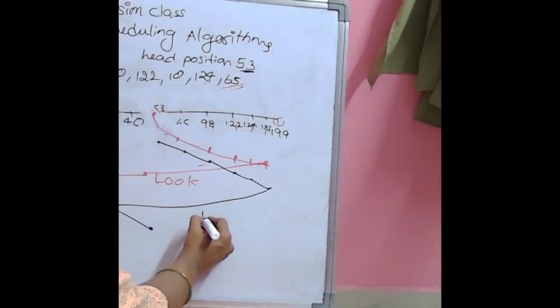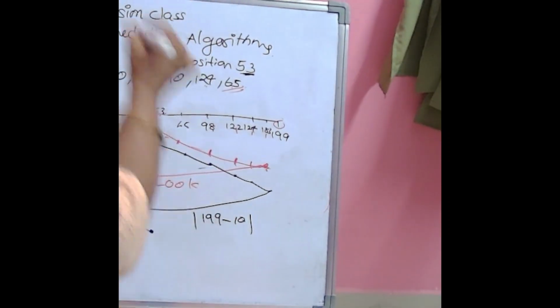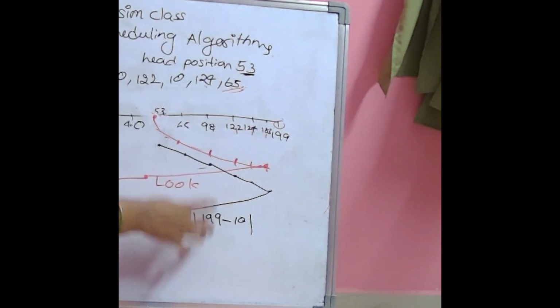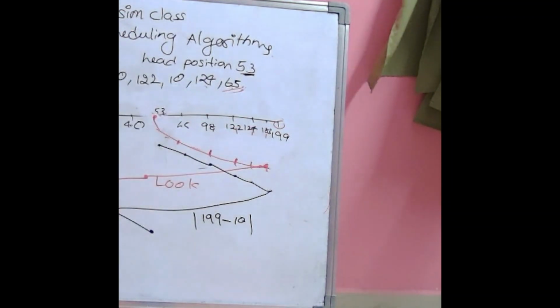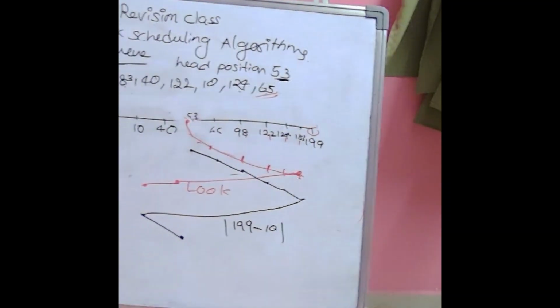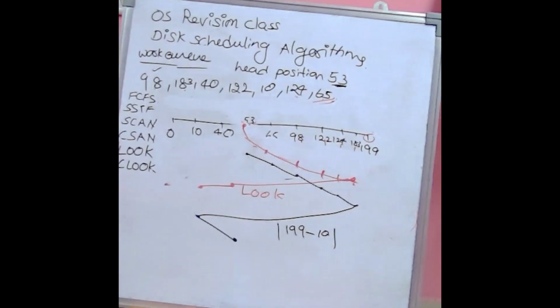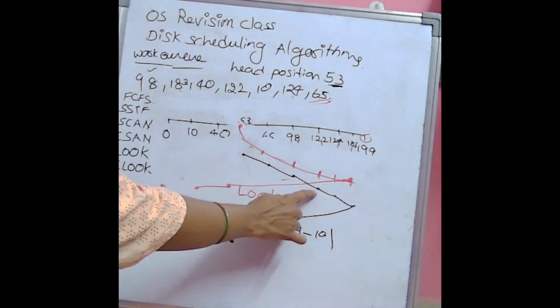Here we need to consider this one also. While you are calculating the number of cylinders the head traveled, we need to add 199 minus 10, whereas in C-scan we are not adding 199 minus 0. But according to this one, we need to add it. 199 minus 10 also we need to add in C-look. 53, 65, 98, 122, 124.